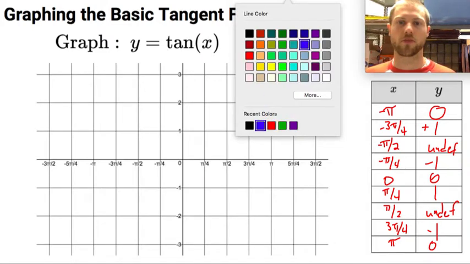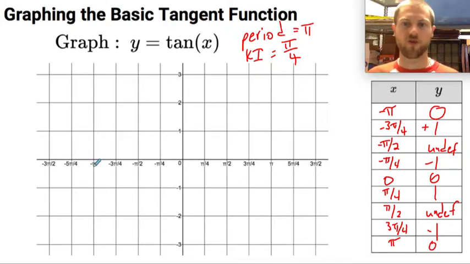I'm going to plot this in blue. So at negative pi, I'm at 0. Negative 3 pi over 4, I'm at positive 1. Undefined here at negative pi over 2. Negative pi over 4 is negative 1. Then 0. And then 1. Undefined. Negative 1, 0. All right, so what's going on here?